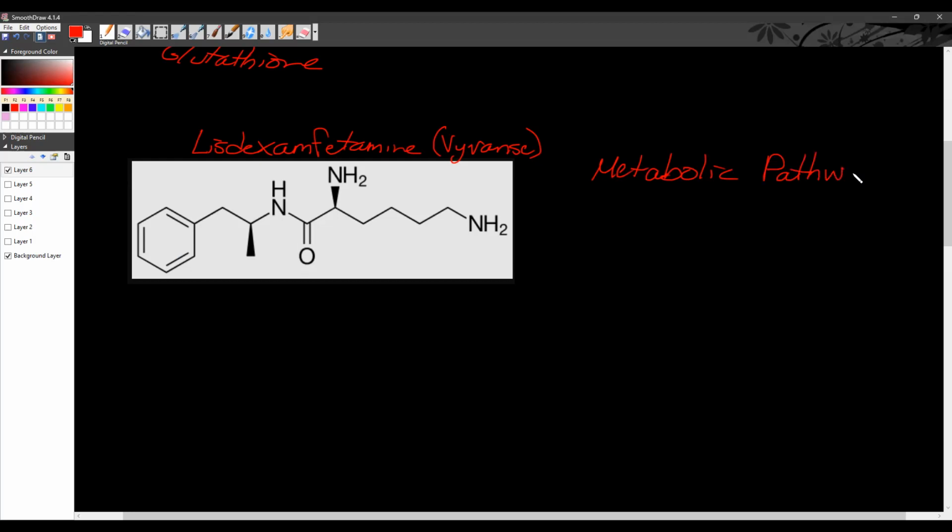What are some valid metabolic pathways for this? And what I want you to specifically do is tell me what carbon they would occur on. So I'm just going to label some carbons for us. 7, 8, 9, 10. Your amphetamine of choice. Good to know.